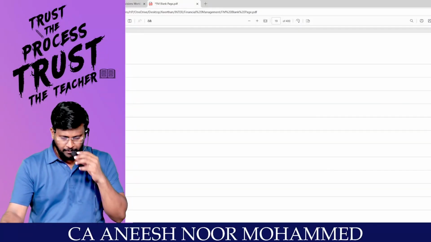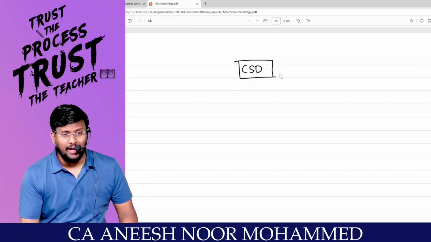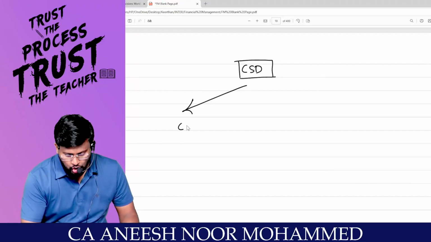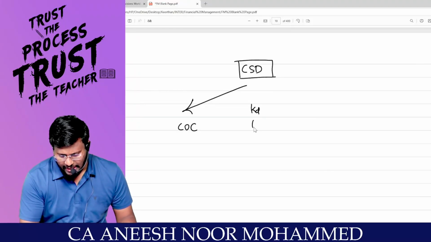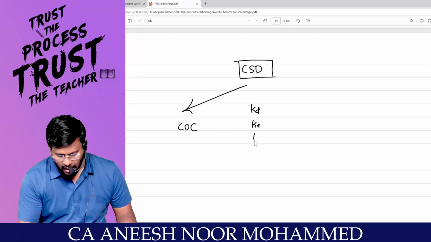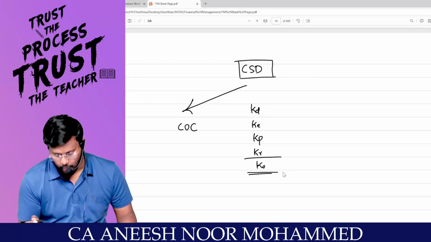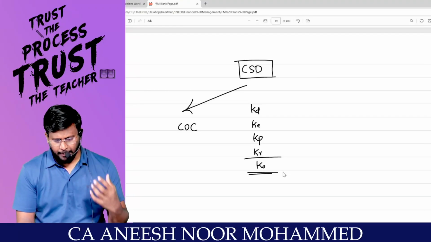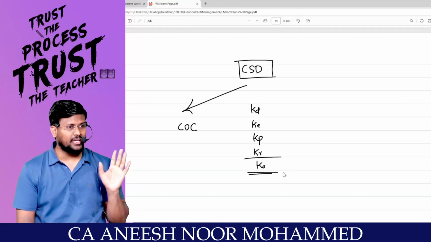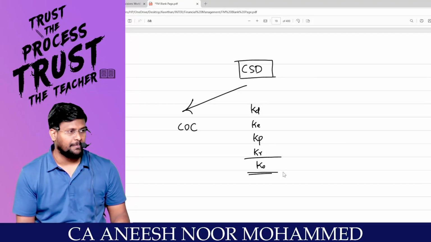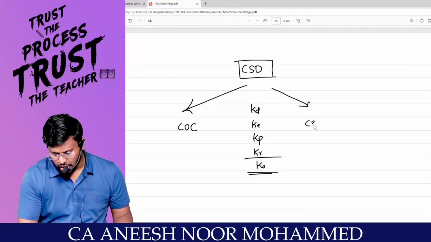So we are doing capital structure decisions. In that, we have already completed the cost of capital. Cost of capital means how to find out the KD, the KE, the KP, the KR, and the KO. Sir, the purpose of finding out the overall cost of capital is to use it for capital budgeting decisions, right? So, my dear lovable students, then we have talked about the capital structure theories.